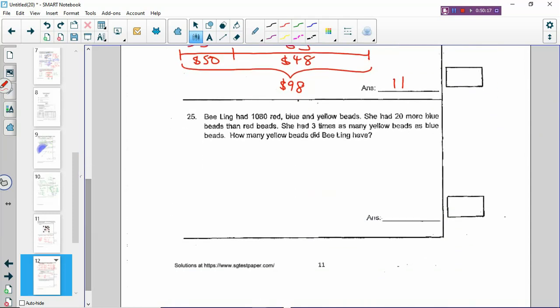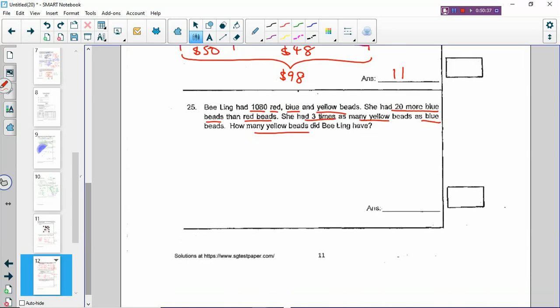Question 25. Now, Billing had 1080 red, blue, and yellow beads. She had 20 more blue beads than red. She had 3 times as many yellow as blue. How many yellow beads did Billing have? Now, if you do not know how to do, then always go back to the first method, which is model drawing. Can you use model to solve? Yes, because there are clues, like "more than" and "3 times". All these are clues to tell you that you can actually use model to solve.